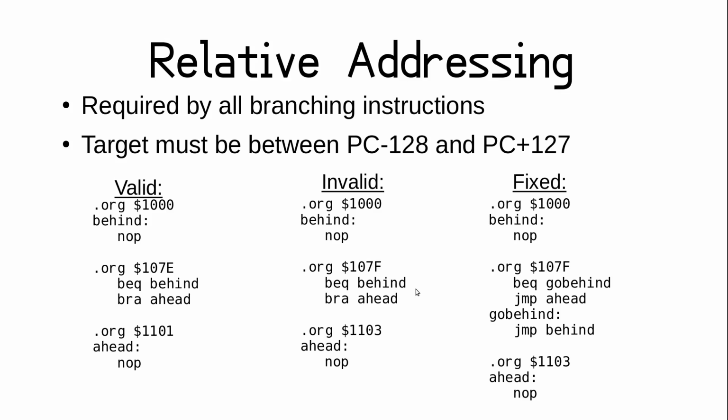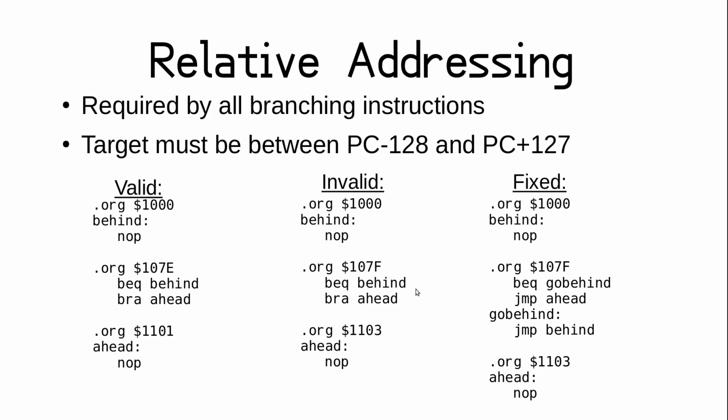If either of those labels were even a single byte farther away, this code would not assemble, which we can see in the middle example. Now, we have shifted the code so that the BEQ wants to go back 129 bytes, and the BRA wants to go forward 128 bytes. Neither instruction is valid, and an assembler like CA65 will fail with errors for both lines.